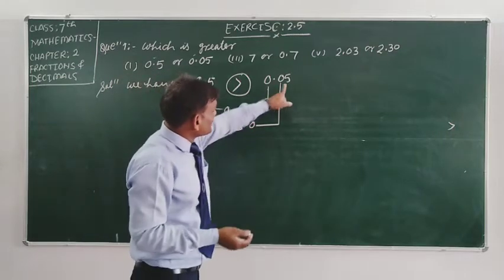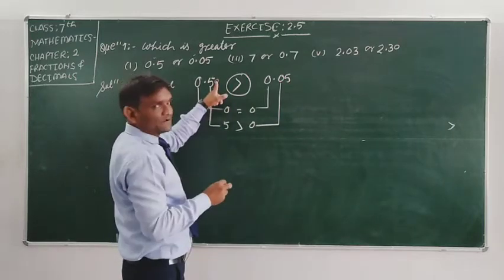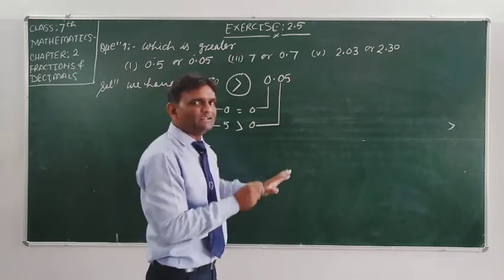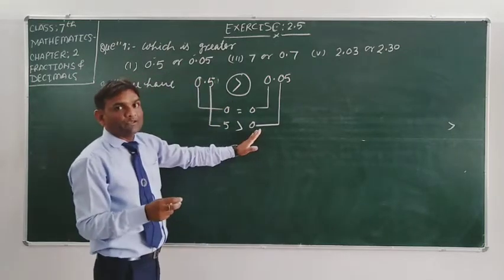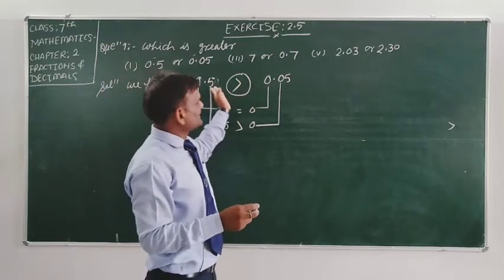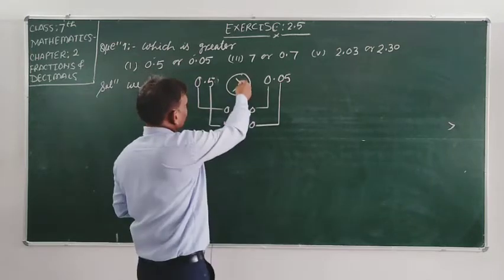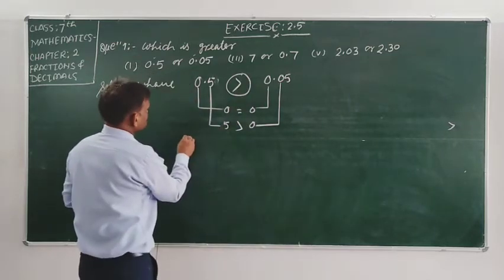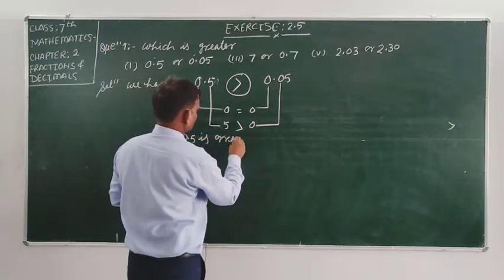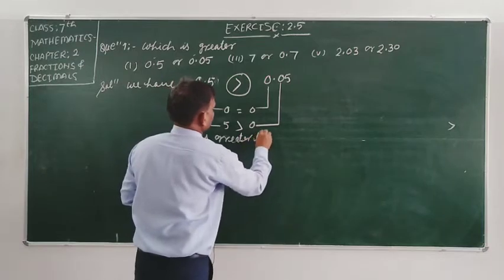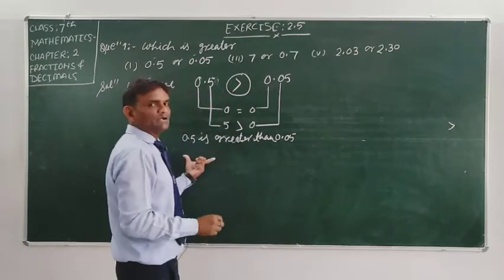Now you need not compare this 5, and you can write the 0 in the last. Now you would compare the 0 and 5. There is no need, कोई जरूरत नहीं है. Only in 2 steps we can tell which number is greater. So student, in the same way we can say that 0.5 is greater than 0.05. It's my answer student.